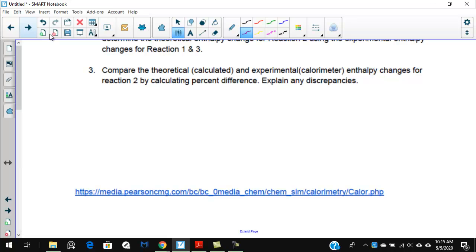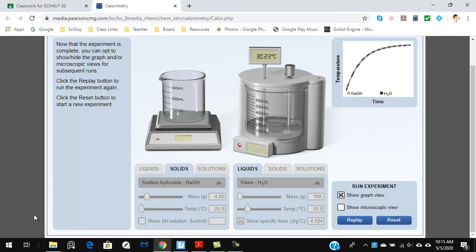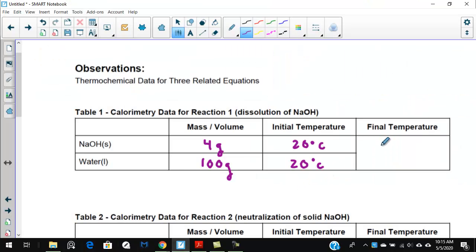So if I went back to the lab, reaction number 1, I'd go down to these tables. Oops, sorry, next screen. Go down to these tables. There's reaction number 1. We put in 4 grams of sodium hydroxide. Its initial temperature was 20 degrees Celsius. We put in 100 grams of water, and its initial temperature was 20 degrees Celsius, and the final temperature, my memory's forgotten already, 30.23 degrees Celsius.